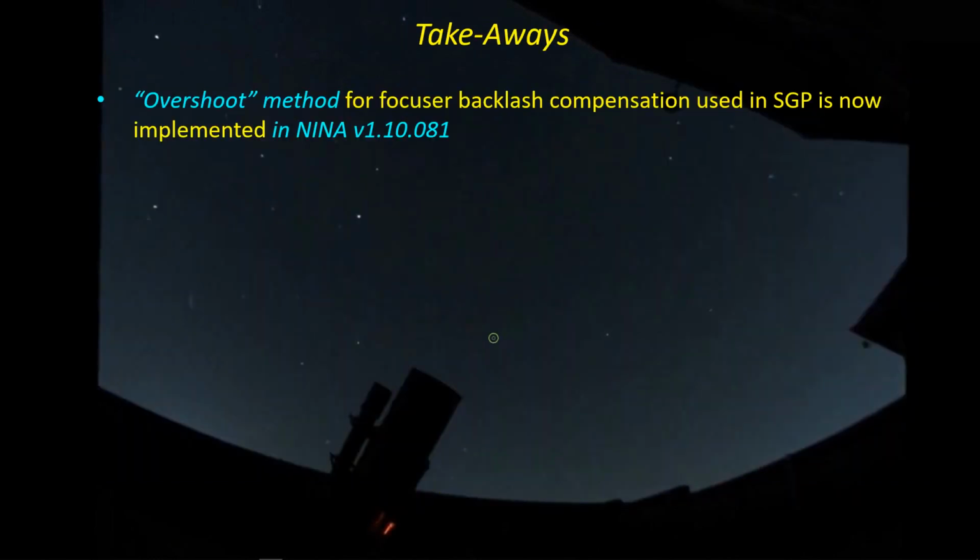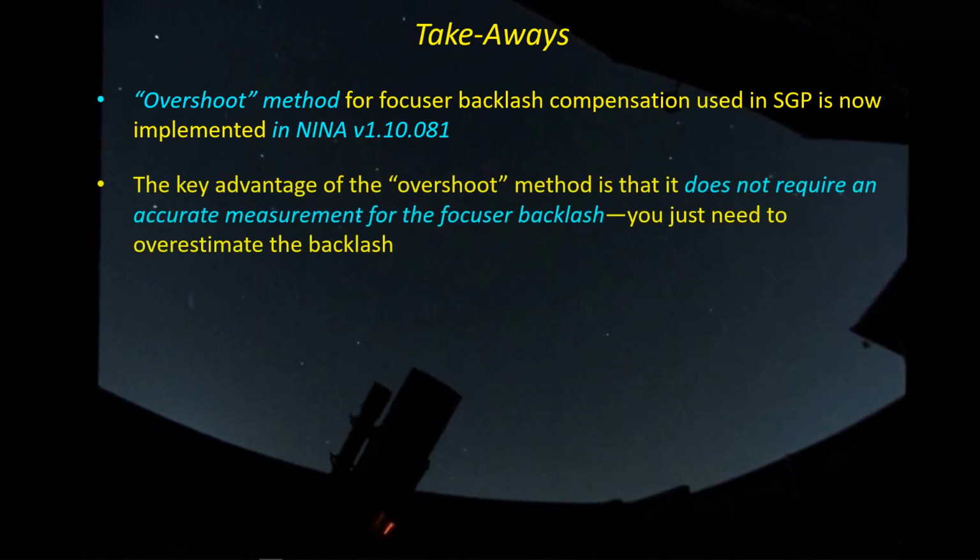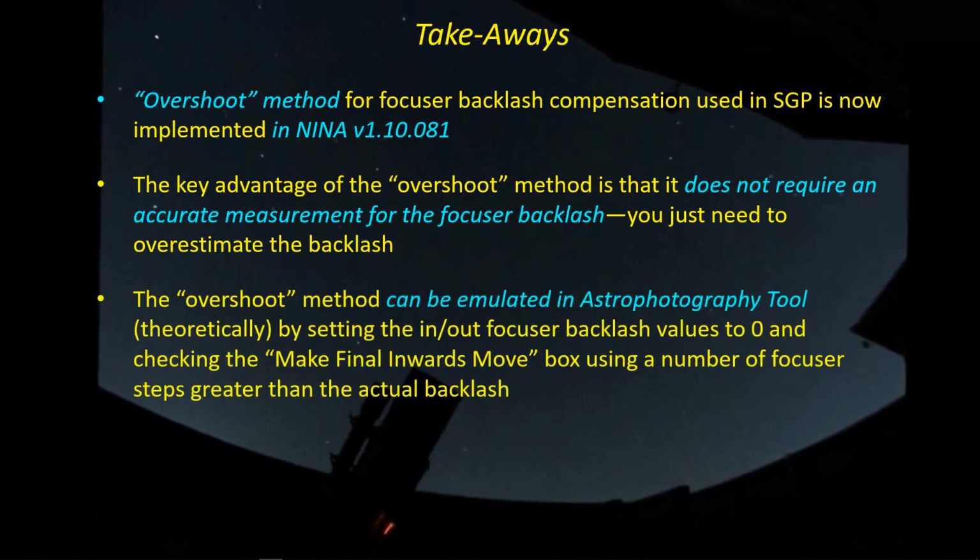focuser backlash compensation method. I think the overshoot method is just brilliant, and I'm really kind of ticked off with myself for not thinking of it without first hearing about it. But the overshoot method has been in Sequence Generator Pro, and for those of you using that tool, this is no surprise. But it's just recently been implemented in NINA, which is how I first heard about it. And the key advantage of the overshoot method is it does not require an accurate measure of focuser backlash, but yet will, if you implement it properly, take care of the backlash, no problem. And that's what our ultimate objective is. You just need to have some method of estimating what that backlash actually is.